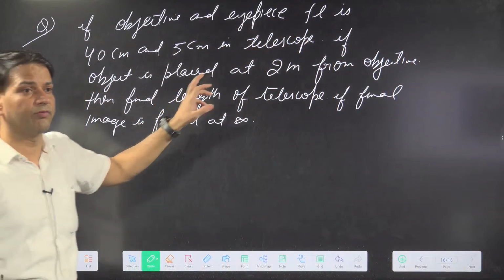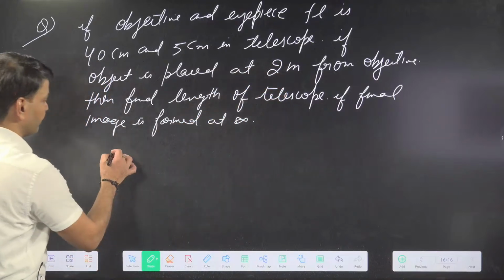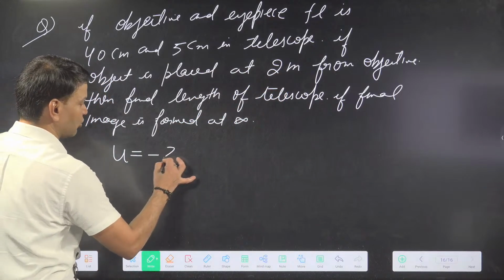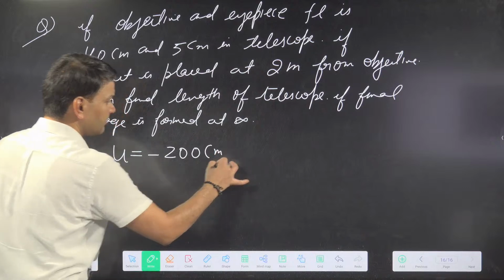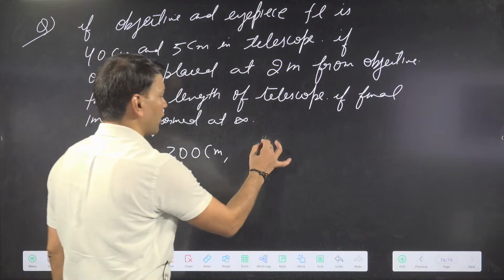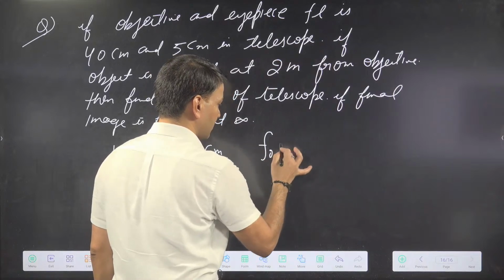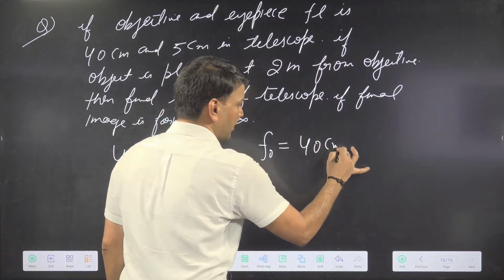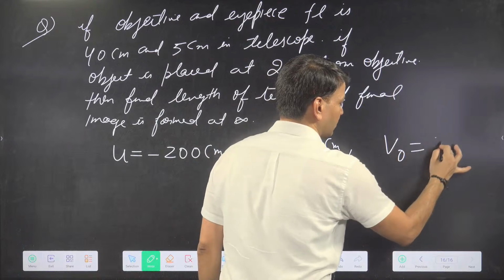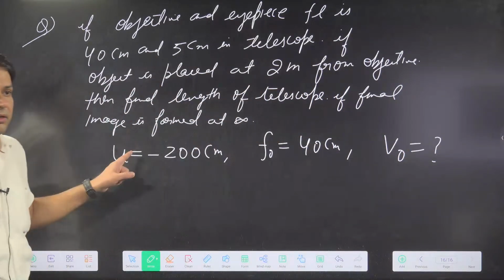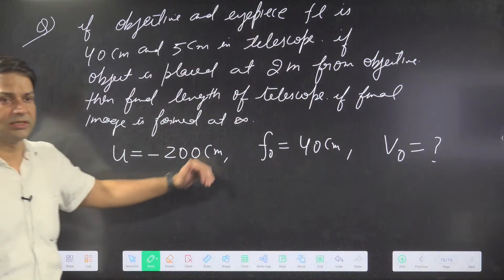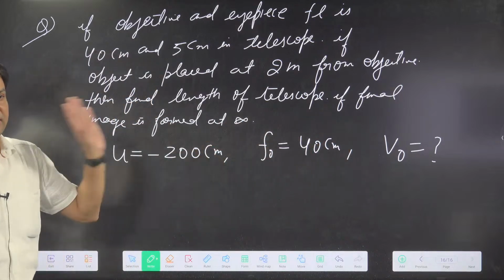In this case, what we will do: the object distance from the objective you will take as minus 200 centimeter. The focal length of the objective they have given is 40 centimeter, and by using this you will find the VO. 1 by V minus 1 by U is equal to 1 by F. So you will get the VO.